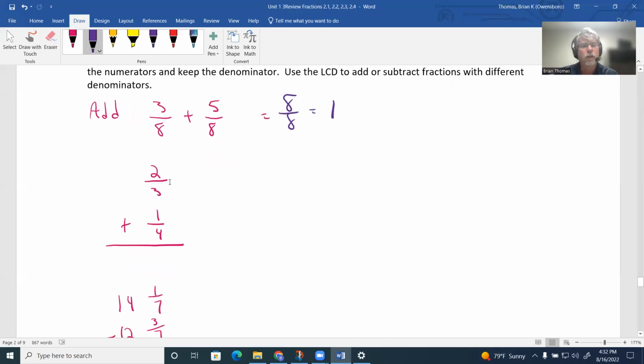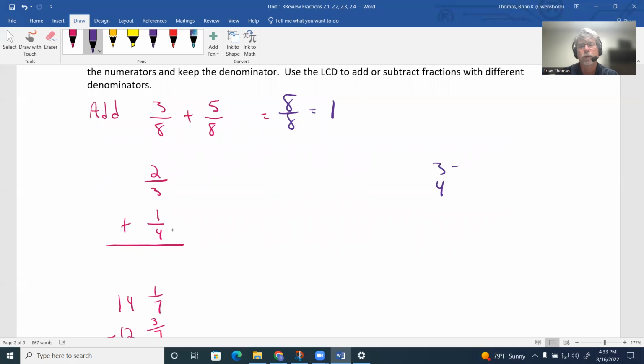Look at this next example. Notice I have 2/3 plus 1/4. Notice how I wrote them down the page instead of across the page. I do this because my denominators are not the same, so I come out here to the side and write my denominators down, 3 and 4. And I'll list the multiples of each one.